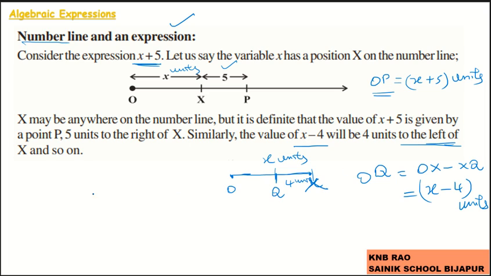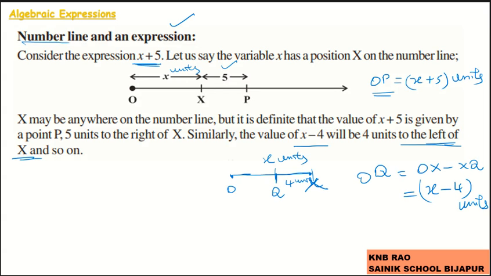So I will come left side of x instead of going right side of x to get x plus 5. So that's how we can do it, representing expression on number line.